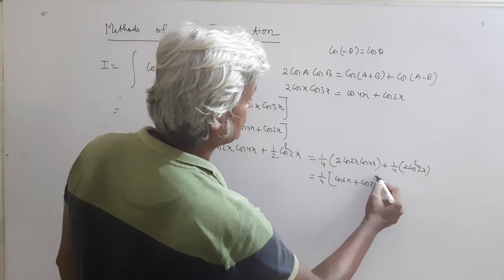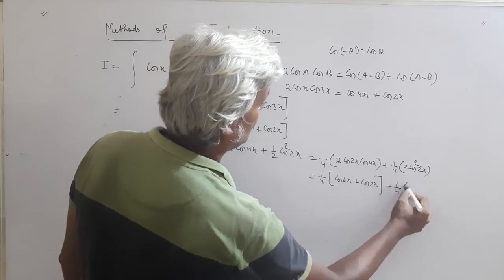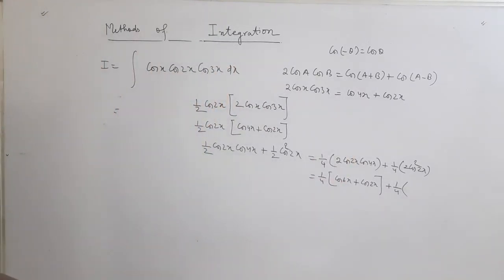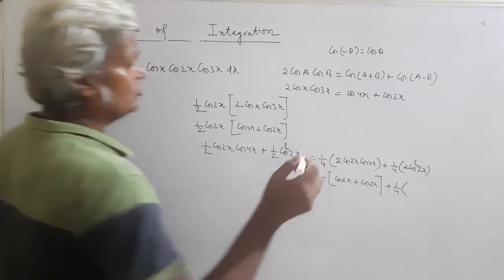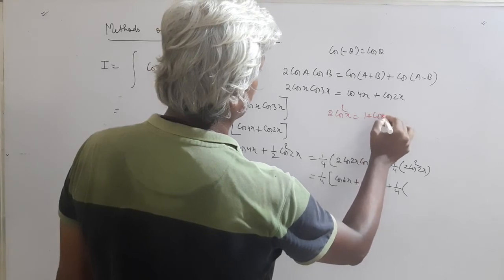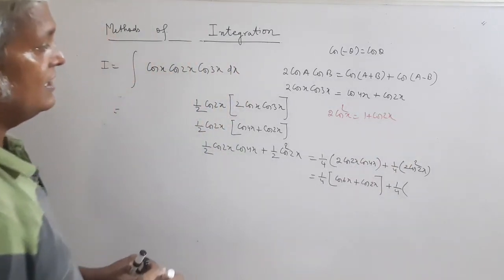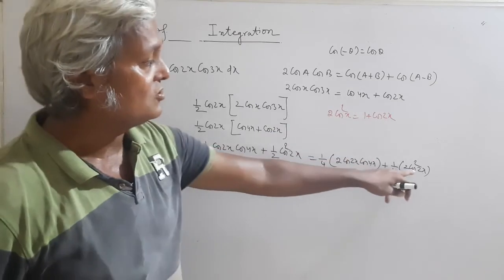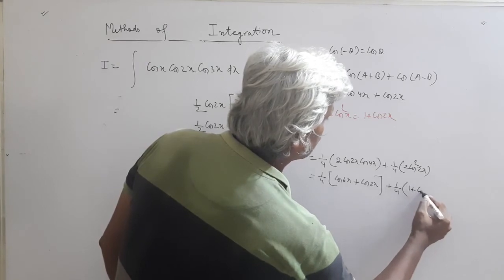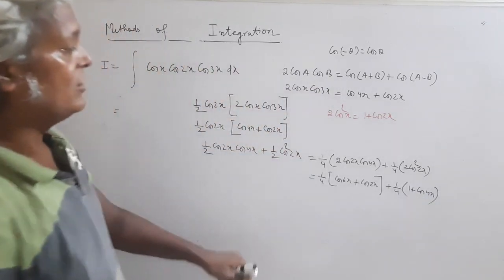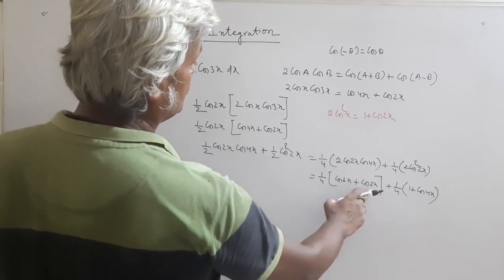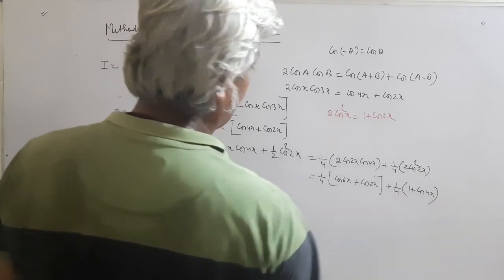And this is 1 by 4 and 2 cos square x you can write, because in the previous video I told you one formula: 2 cos square x is 1 plus cos 2x. In this light you can convert 2 cos square 2x as 1 plus cos 4x. So now you have terms like this: 1 over 4 cos 6x, 1 over 4 cos 2x, 1 over 4, and 1 over 4 cos 4x.